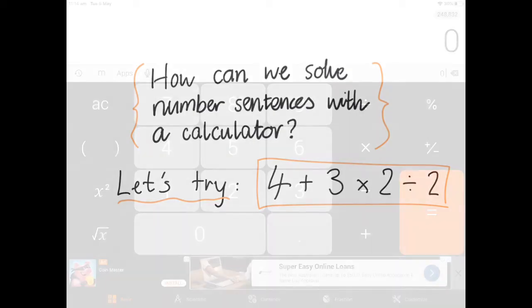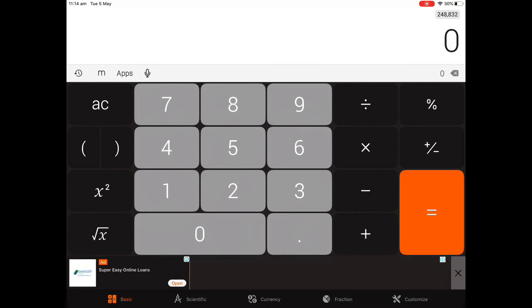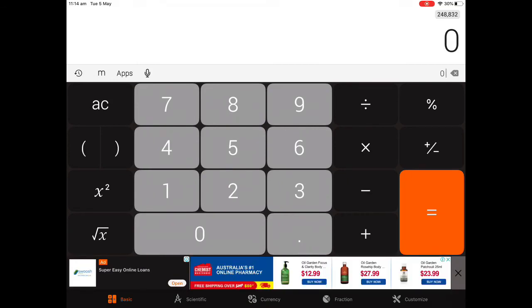So pay close attention. All right, so we're going to use the calculator, the normal calculator, and I'm going to show you where people might go wrong. So it would have been really handy if you could just write that equation down that I had for you on the previous slide. 4 plus 3 times 2 divided by 2. So write that down. So I'm going to just type it in and see what happens.